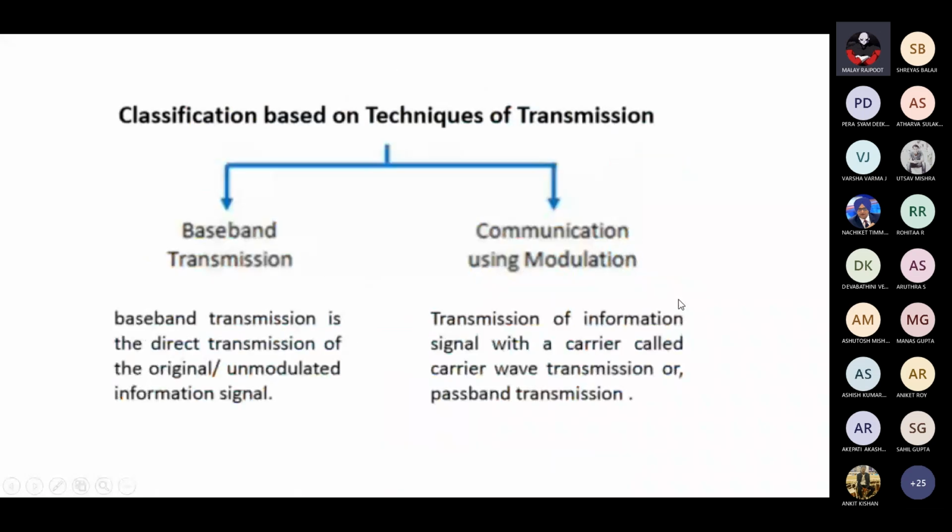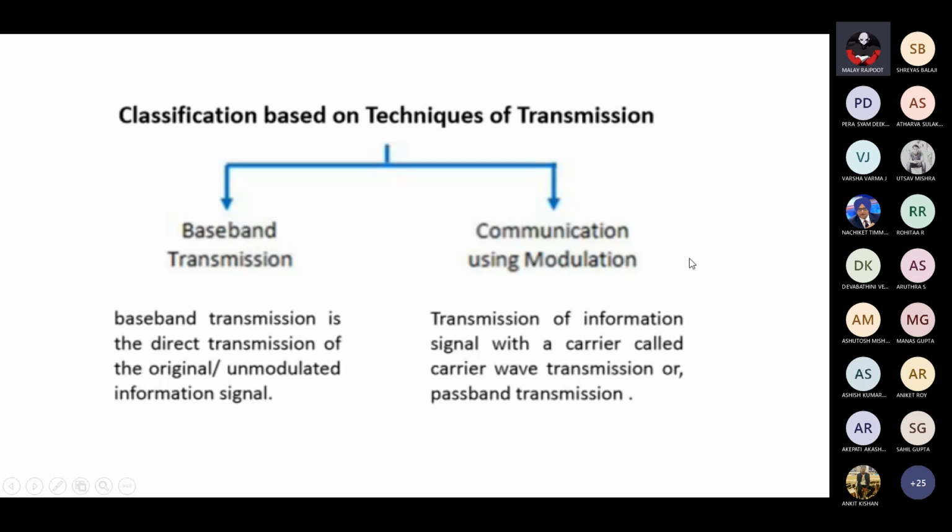And next is classification based on the techniques of transmission. One is baseband transmission. If we simply transmit the signal without any modulation, so original or unmodulated information is transmitted directly, it is called baseband transmission. But generally we don't prefer baseband transmission because the purpose behind modulation is that we have to transmit the signal over a longer distance. The signal strength will get reduced, okay, and it is prone to noise and other factors. So that's why we have to modulate it. So this is the basic technique, which is baseband transmission.